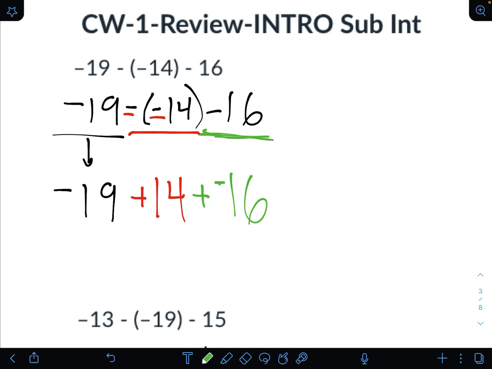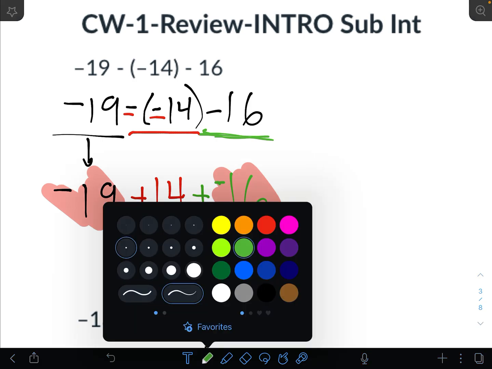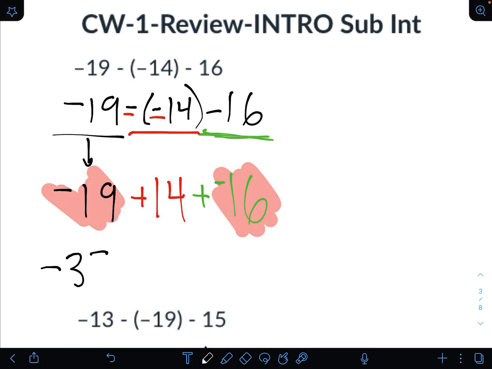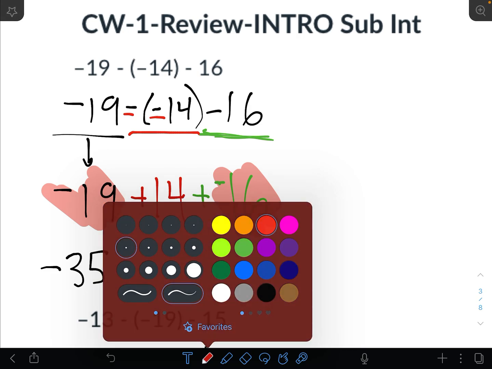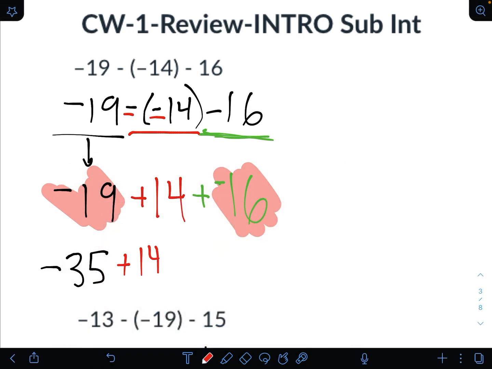Now you can take this a couple of different ways. Once again, you can always pause, rewind, fast forward this video, whatever. This video is for you. One way to do this is to say, these are all addition, so you can do addition in any order that you want. So you could do negative 19 plus negative 16. Two negatives, when you add them together, just get more negative. So that'd be negative 35. Then you'd add 14 to it.